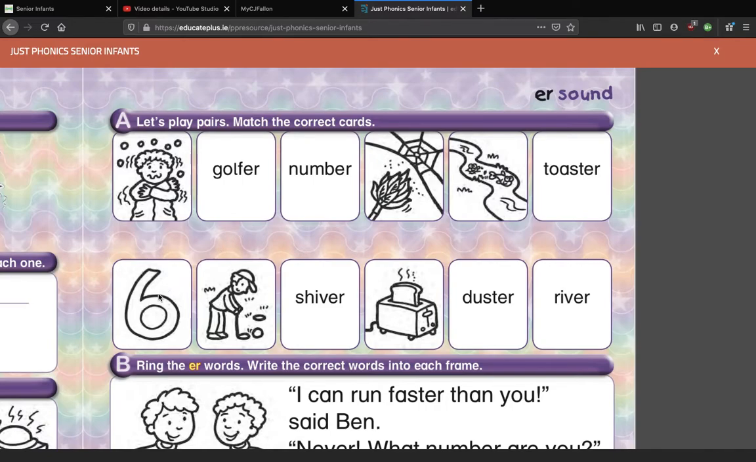You then have number 6 and a toaster. You've got a duster for dusting away cobwebs, and you've got a river here. So try and match up each of those. And remember, it has to be something from the top that matches up to something on the bottom.